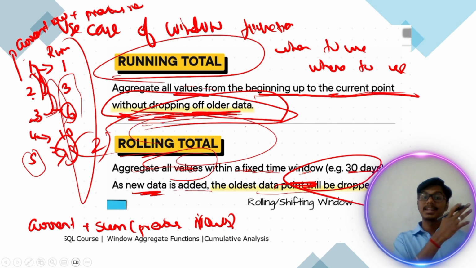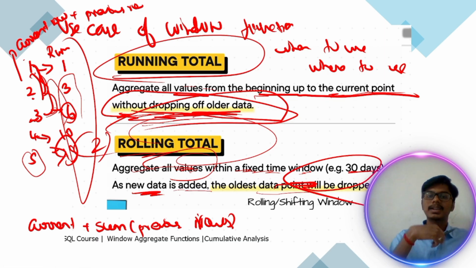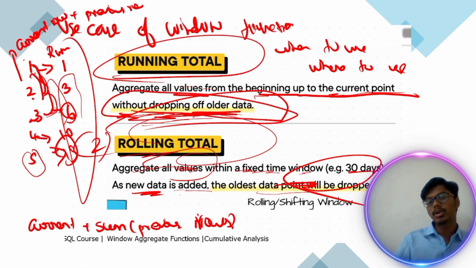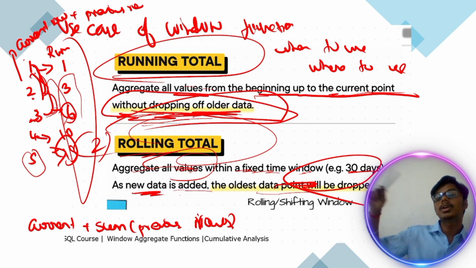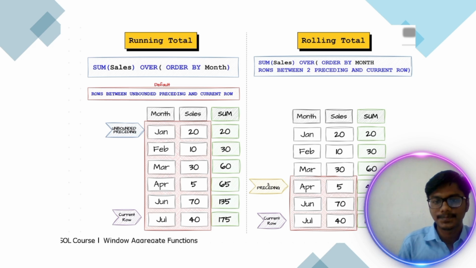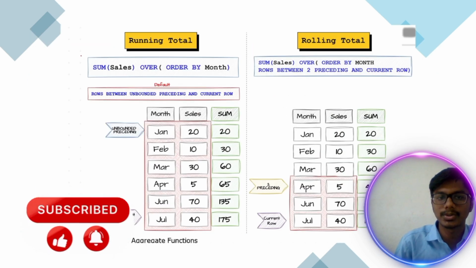The difference between the running total and the rolling total is that the running total keeps adding without dropping the older data, while the rolling total drops the oldest data when you add new data. That's the main intention, guys. So this is the running total and its difference from the rolling total.